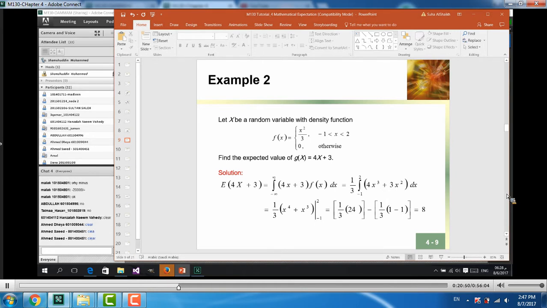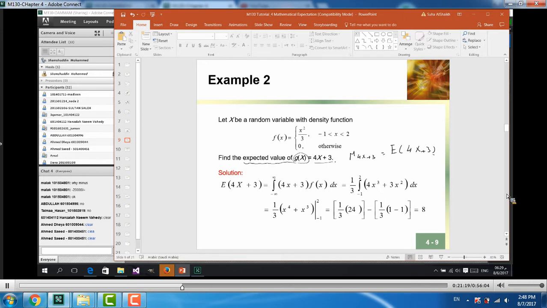Now, one example for continuous random variable. The continuous random variable here is given by this function that you can see, x squared over 3 for x from minus 1 to 2 and 0 otherwise. Find the expected value of g(x) given by 4x plus 3. I want to find the expectation of 4x plus 3.